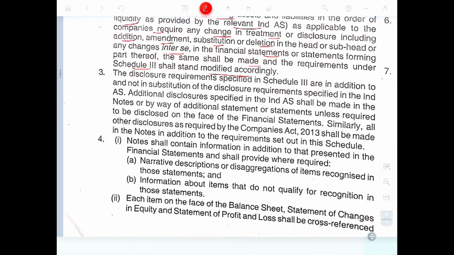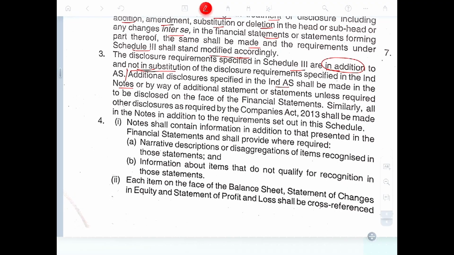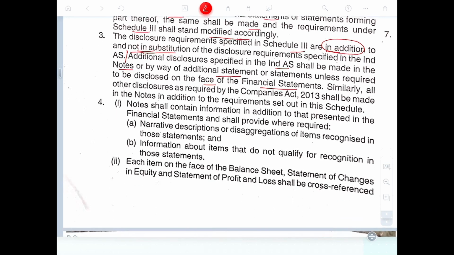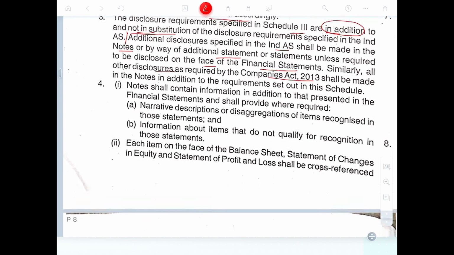The disclosure requirements of Schedule 3 are in addition to, and not in substitution of, the disclosure requirements specified in Ind AS. The additional disclosure requirements of Ind AS shall be made in the notes by way of additional statement, unless required to be disclosed on the face of the financial statements. Similarly, all disclosures required as per the Companies Act 2013 shall be made in the notes in addition to the requirements set out in the Schedule.